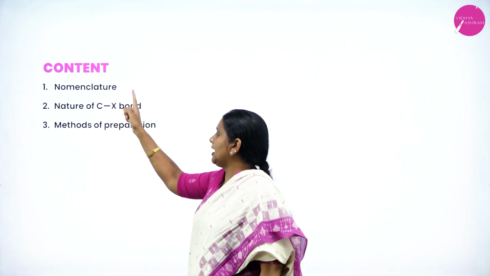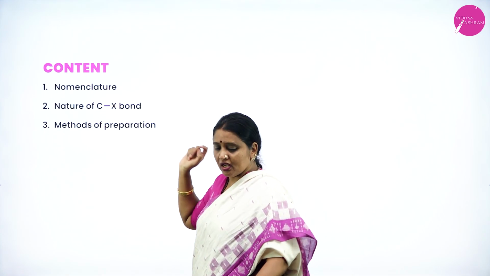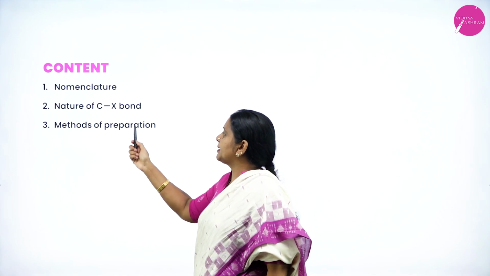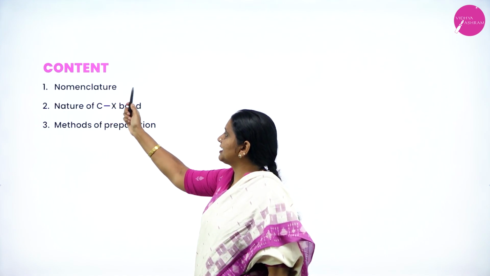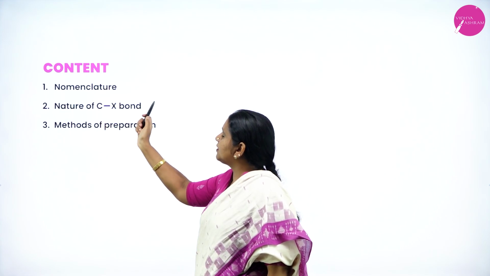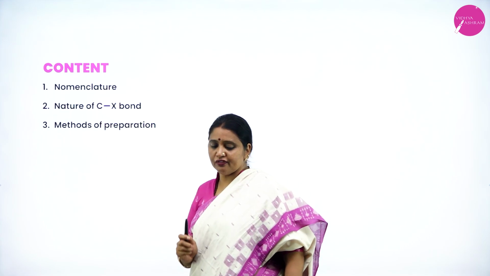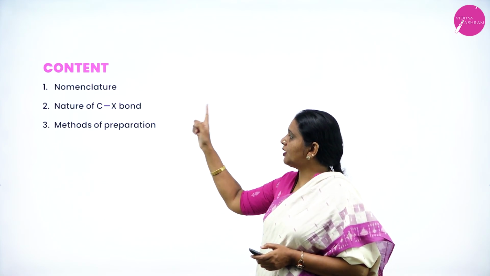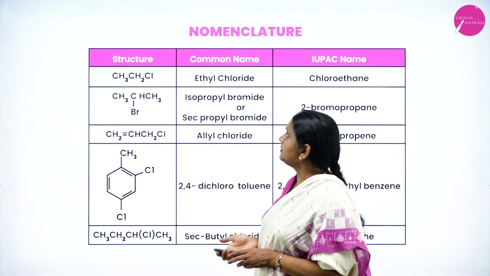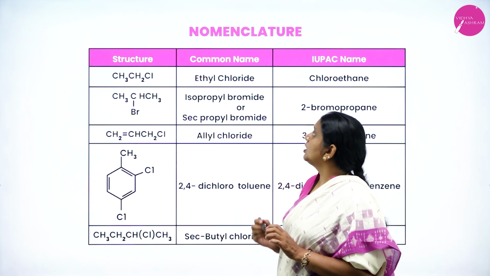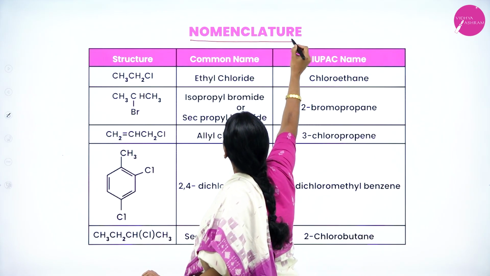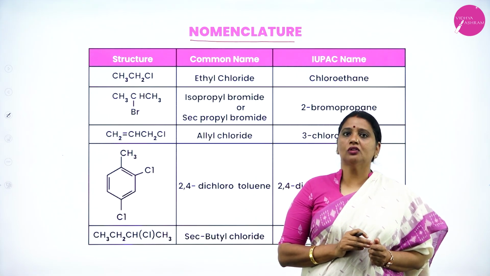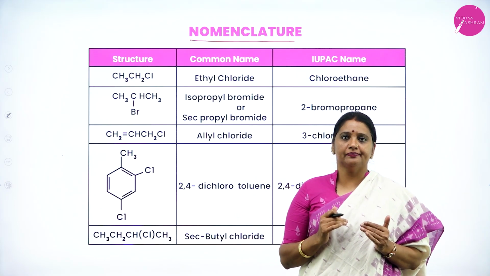Today I am going to explain nomenclature of haloalkanes and haloarenes, nature of the C-X bond, as well as methods of preparation. First one, I'll explain nomenclature. Second one, nature of the C-X bond. Third one, method of preparation. Okay, let us consider nomenclature. As you know, what is nomenclature? Naming of compounds is called nomenclature.